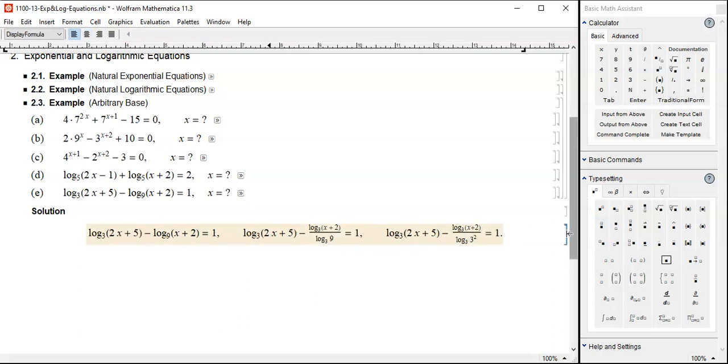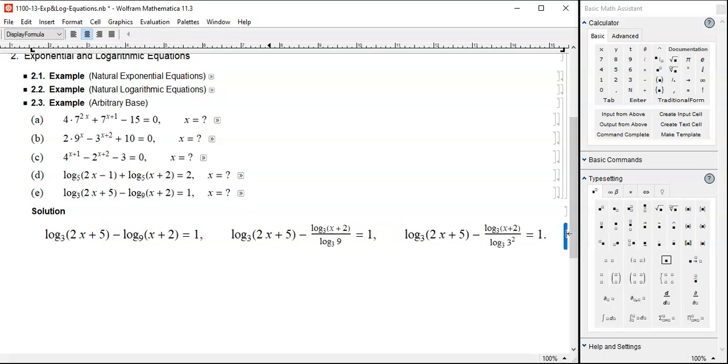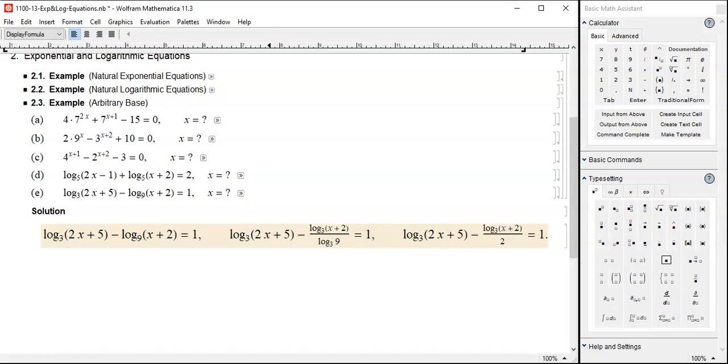Oh, never mind. Let me expand the font. So here, 9 is 3 squared. And then you have cancellation. Log base 3 and 3 squared, so you just have 2. And then the resulting equation here, you end up with a log equation here with a denominator.